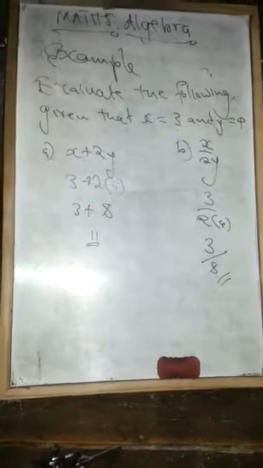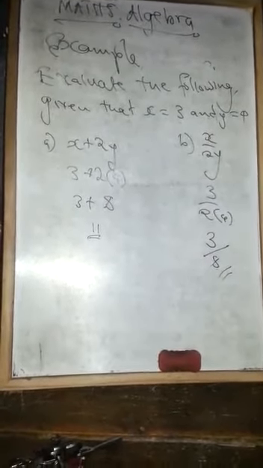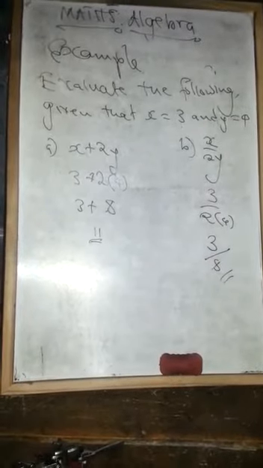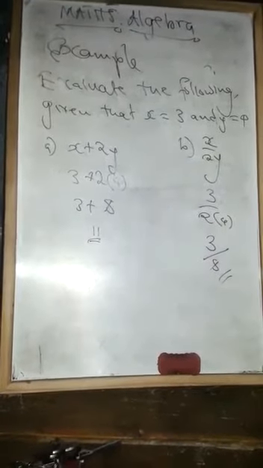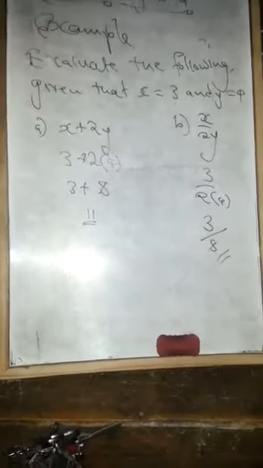Any questions? Sir, I'm confused about this. You wrote 3 over 2. Where did you get that 3? It's the value of x.